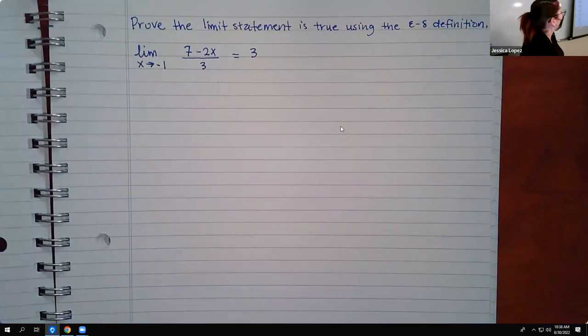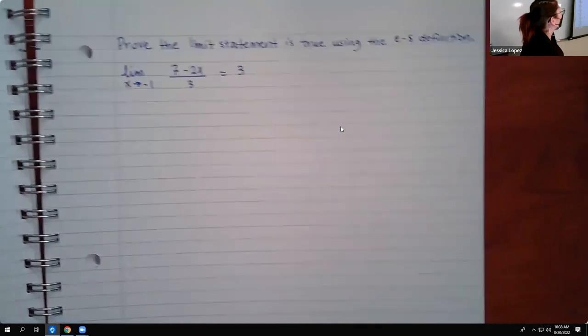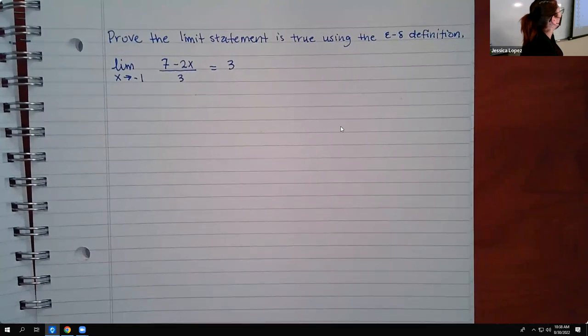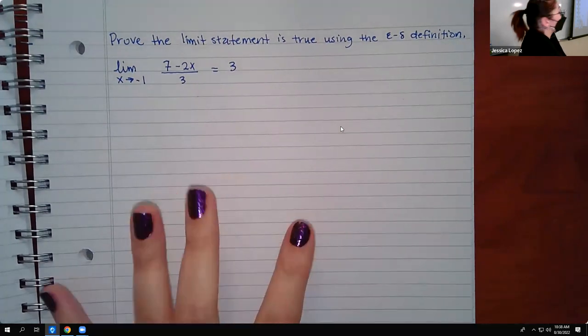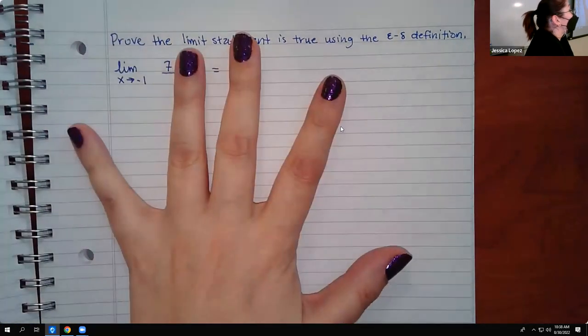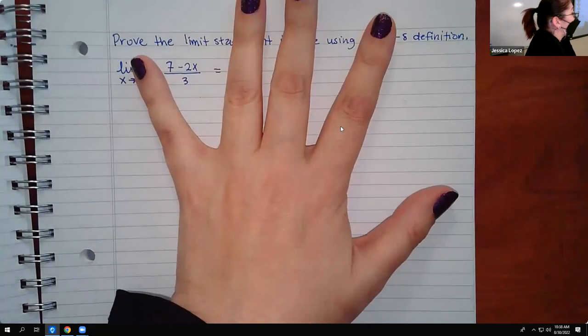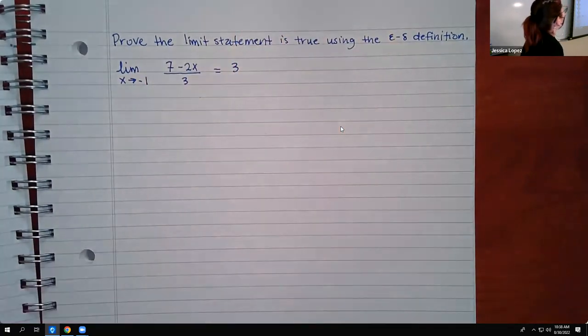I also noticed that I had a lot of people asking, what is this? What is a proof, first of all? And what is this epsilon delta stuff, right? When you were watching the videos. So I definitely wanted to go over one of those limit problems. There is one of these on the test, so I definitely need to make sure you know how to do it, okay?